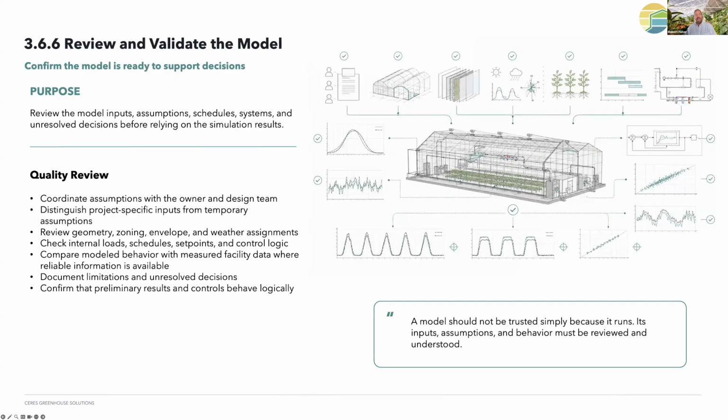A correctly sized coil can still perform poorly if the airflow and humidity logic is not accurate. A simulation is not trusted just because it ran without an error. Before we use the results, we actually review the inputs again for accuracy. We distinguish the project-specific information from any temporary assumptions that were made. And then we compare the model behavior with measured facility data whenever that type of information is available. We also check whether the model behaves logically. Do the loads actually occur when we expect them to occur? Do the controls respond in the correct direction? Do the results change reasonably when an input is changed? Validation combines technical review with engineering judgment and comparison against any available evidence we have. And only then do we believe the model is ready to support our design decisions.